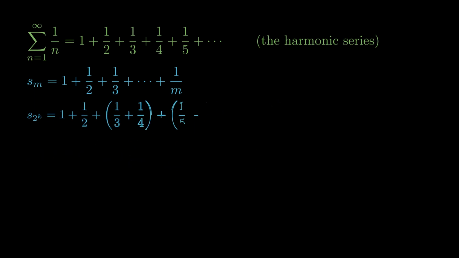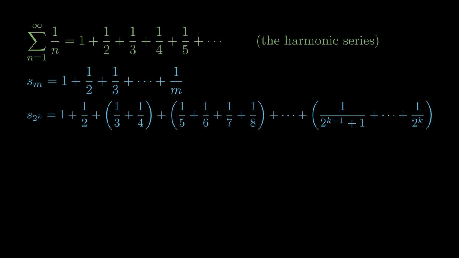Let's write out the partial sum S sub 2 to the k: 1 plus a half, plus a third plus a fourth, plus a fifth up through an eighth, plus and so on, all the way up through our last cluster, which will be the second half of the terms, written as 1 over 2 to the k minus 1 plus 1, plus and so on, plus 1 over 2 to the k.